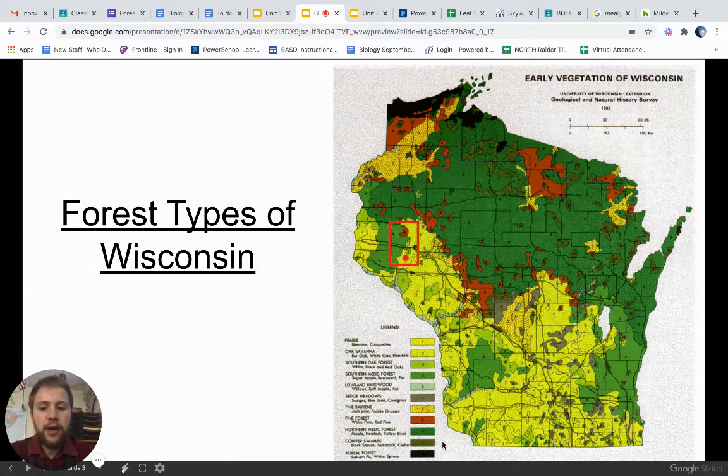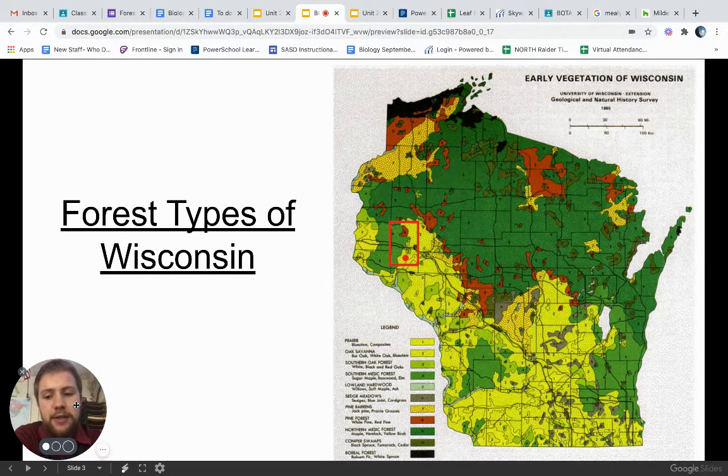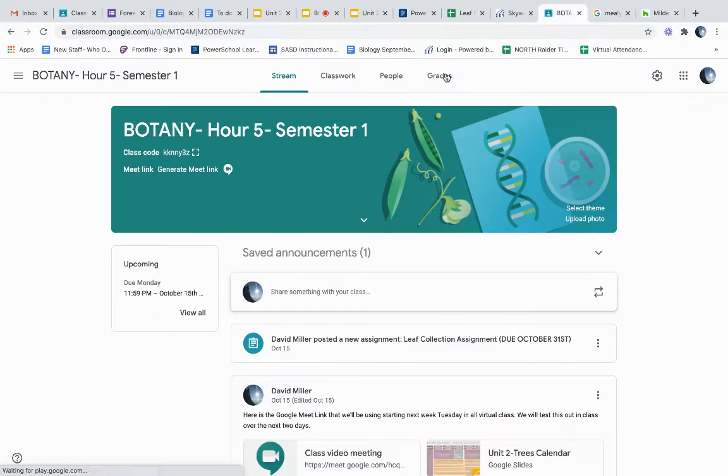All right, so you are going to see this map made by the U.S. Geological Survey back in the 1960s as we go along in the lesson. And I want to point out that you should be filling out the guided notes as we go through this.